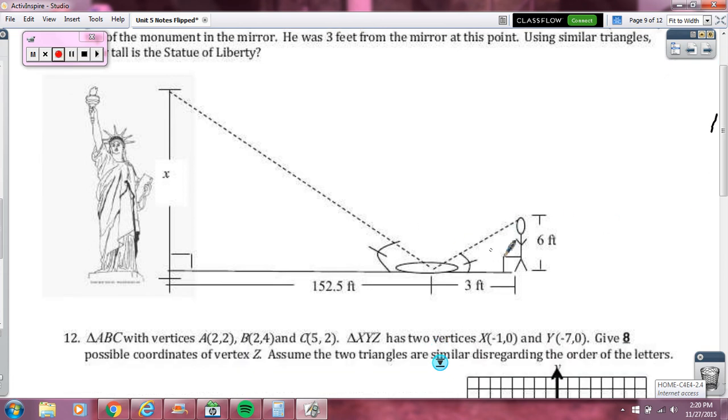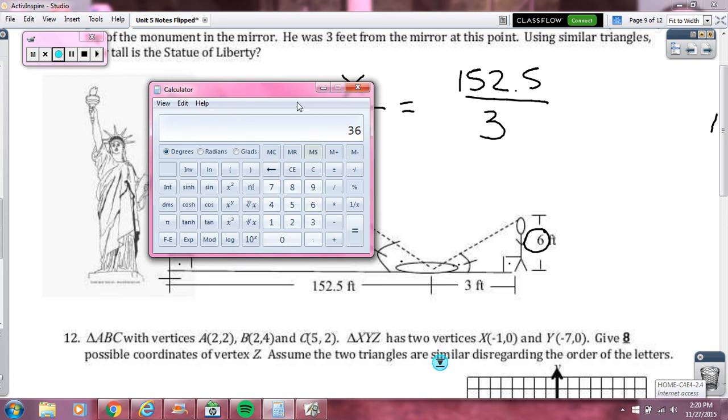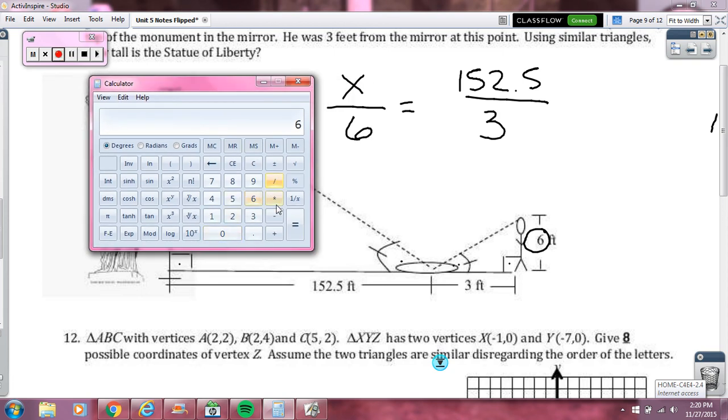So here are my two similar triangles. I know they're similar because they've got 1, 2 angles in common. And the height of the Statue of Liberty goes with the height of Mr. Childress. That relationship should be the same as the 152.5 over 3. Let us cross multiply. So 6 times 152.5, and then divide by 3.